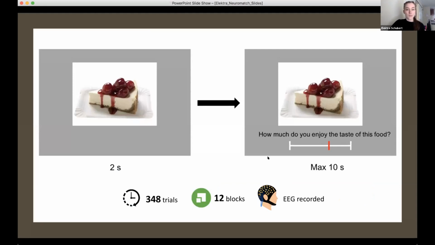The task itself was quite simple. This is basically how it worked. They would view a food image for 2 seconds, and then they would rate on a continuous sliding scale either how much they enjoy the taste of the food or how healthy they consider the food to be. Each image was presented twice, once for each of the two questions, which resulted in 348 trials. This occurred in 12 blocks, and within each block, only one of the two questions was presented. So within one block, they would only be rating either how tasty or how healthy they considered each food to be. During the task, EEG was recorded.